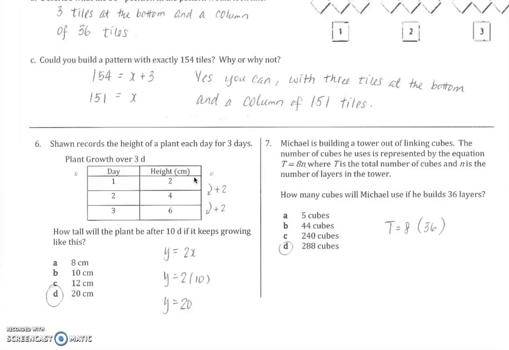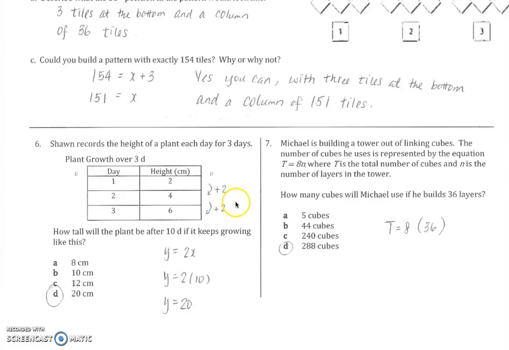Number 6. Sean records the height of a plant each day for 3 days. Plant growth over 3 days. This is the table of values that shows this information. So on day 1, the height of the plant is 2 centimeters, day 2, 4 centimeters, day 3, 6 centimeters. How tall will the plant be after 10 days if it keeps growing like this?